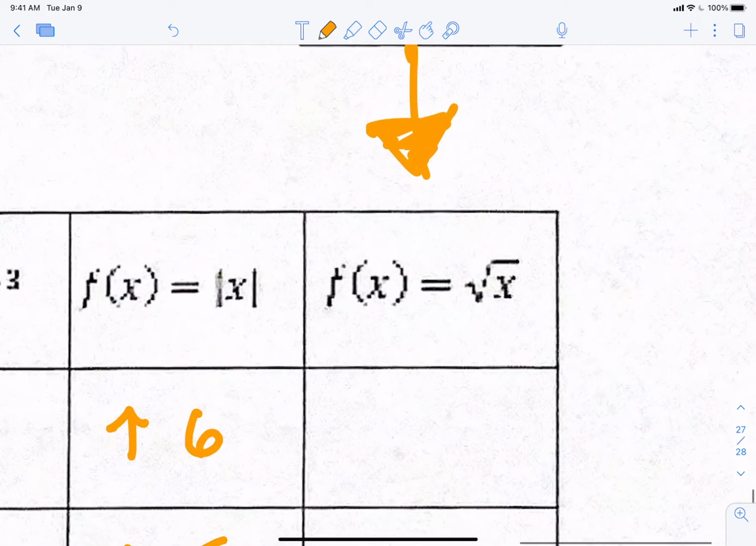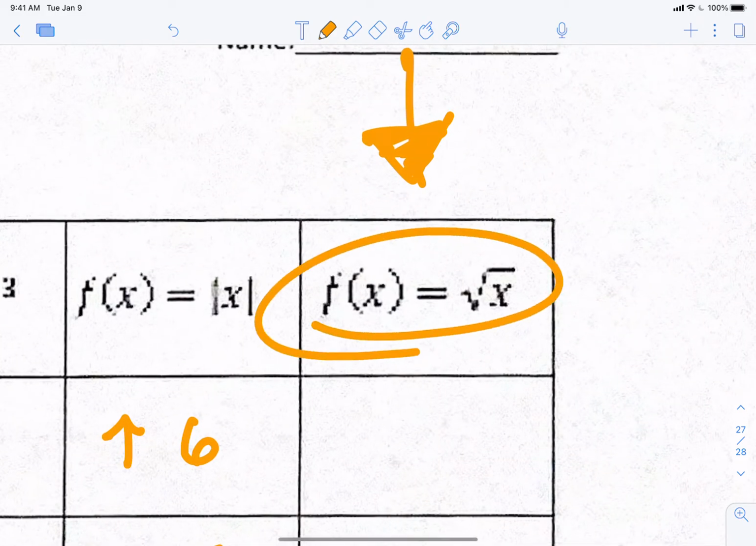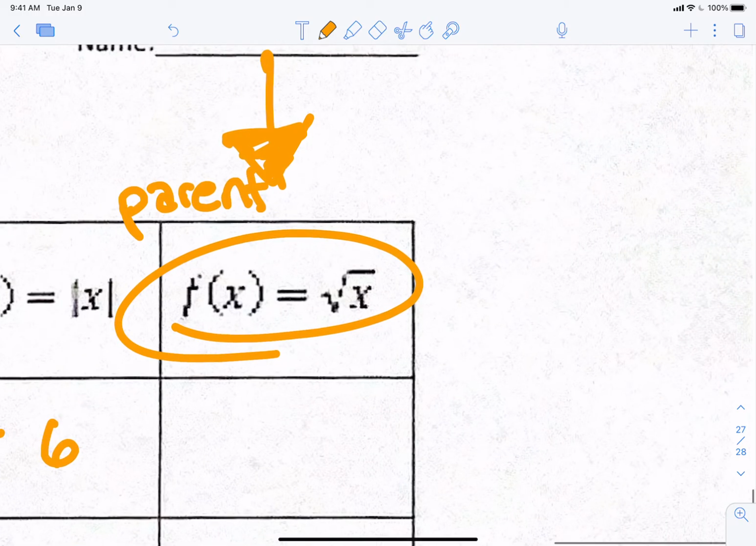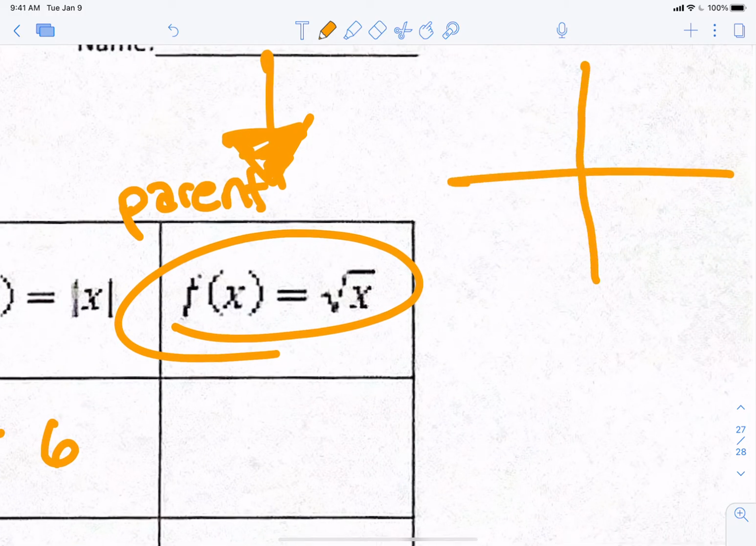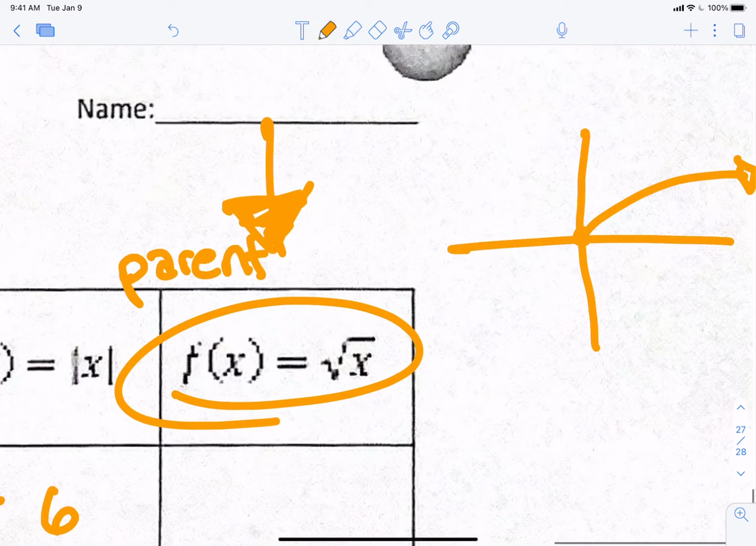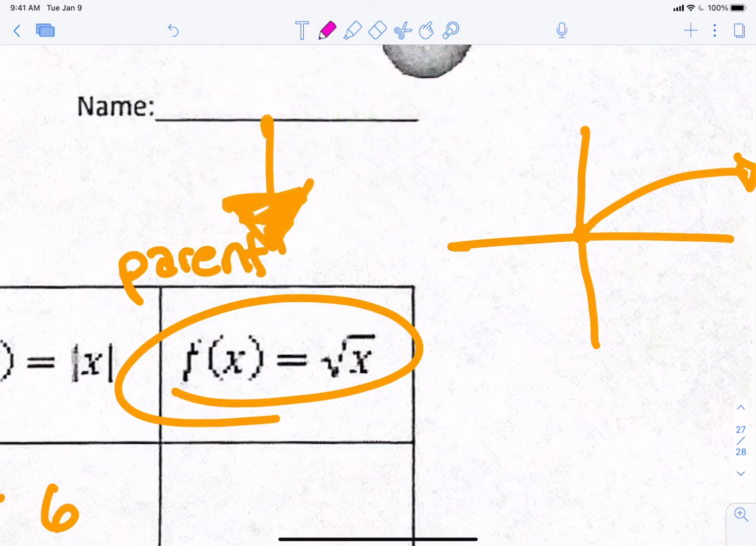So we are starting with this function, and we call that our parent function. That's basically what you're starting with if you strip everything else away. And what he looks like, we just got done talking about that. He starts here and he goes forever to the right. If you want to designate points in here, this would be the point 0, 0. The point 1, 1.